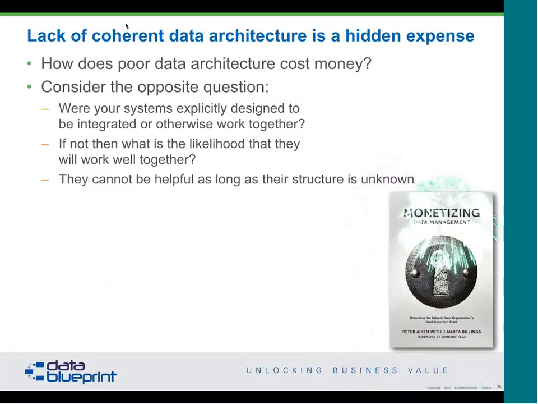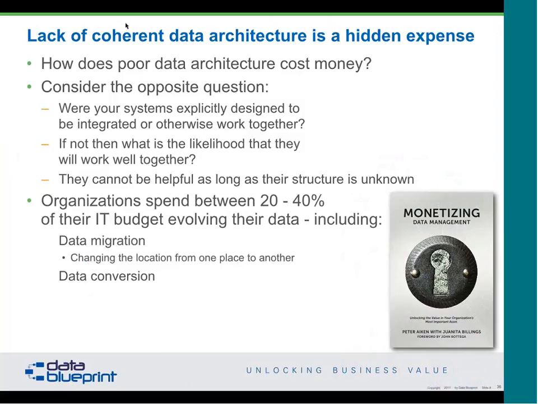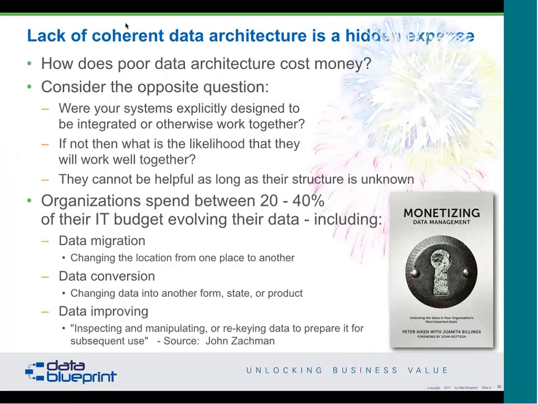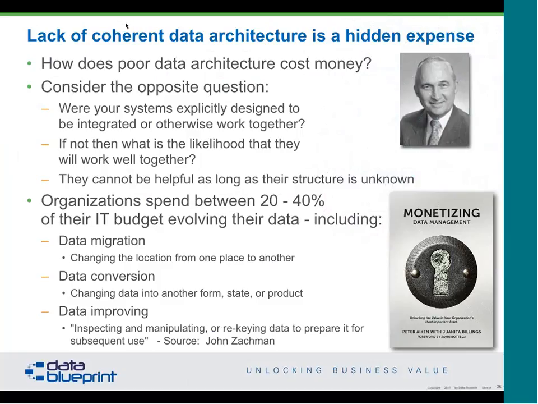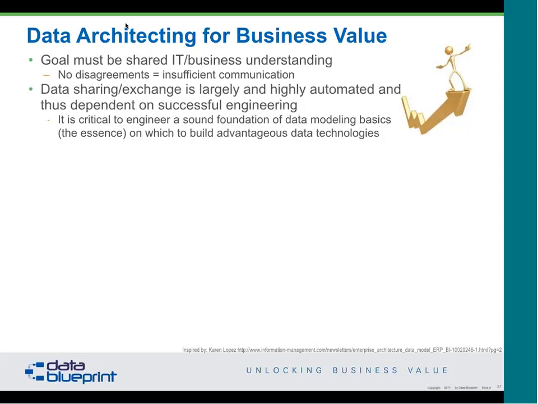And I've got another book on that called Monetizing that Shannon mentioned at the top of the hour, but we already said it. Organizations spend between 20 and 40% of their IT budget doing data migration, data conversion, and moving data and improving it all the way around. So to get business value from an architecture, the goal must be to achieve that shared understanding. If there aren't any disagreements at all, you probably have not agreement, but insufficient communication.